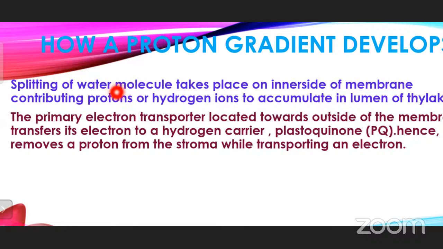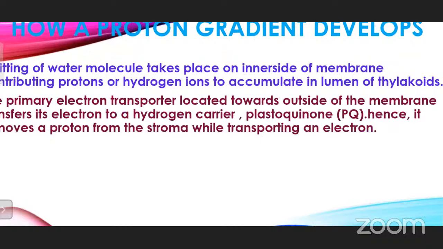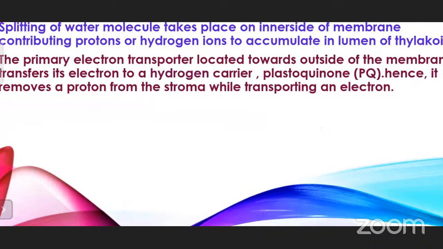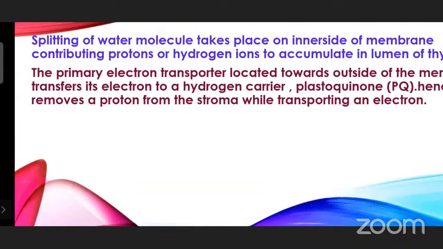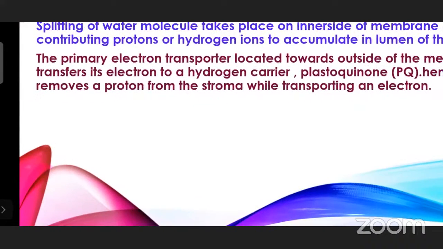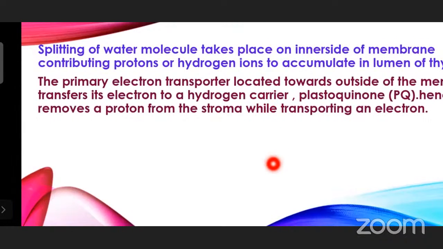Is there any other mode? Yes, another mode is also there. The primary electron acceptor, located towards the outside of the membrane, transfers its electron to a hydrogen carrier, plastoquinone. Hence, it removes a proton from the stroma while transporting an electron. So while transporting the electron to cytochrome, plastoquinone is also passing protons, hydrogen, from the stroma to the inward lumen.